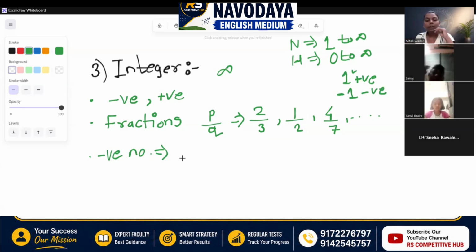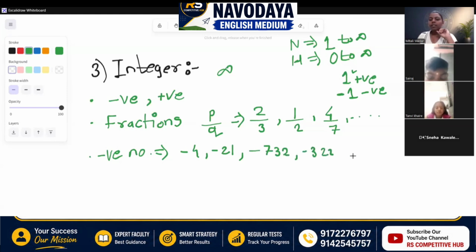So can you give me an example of negative numbers? Minus 4. Yes, minus 4. What about Tanvi? Give me an example. He has given me a single digit. You give me a 2-digit example. Any number which carries a minus sign in front of it will be listed as a negative number. Any 2-digit number? Minus 21. Yes, minus 21. Sailash, give me any negative 3-digit number. Minus 732. Yes, minus 722. Yes, minus 322. Tanvi, give me any negative 4-digit number. Minus 1234, right? Okay, so this is how the negative numbers go on.